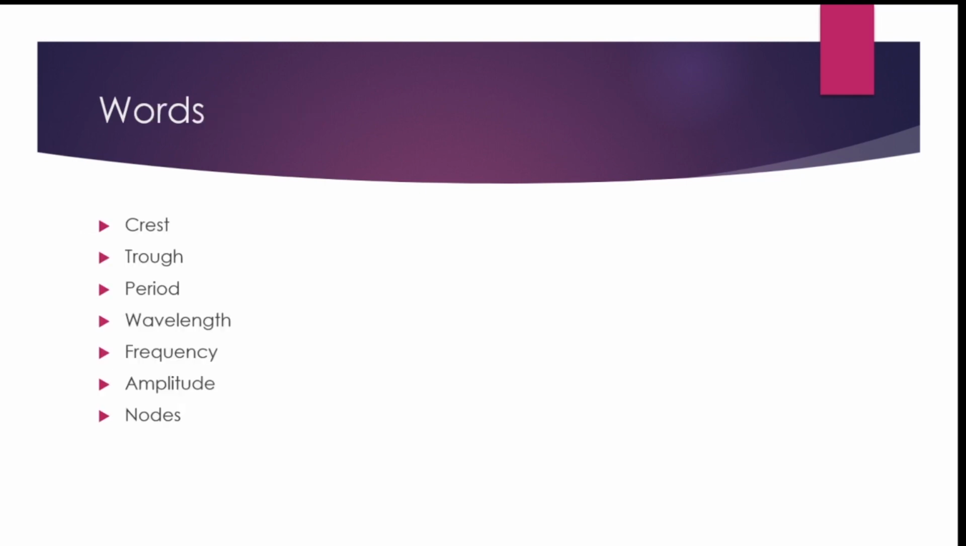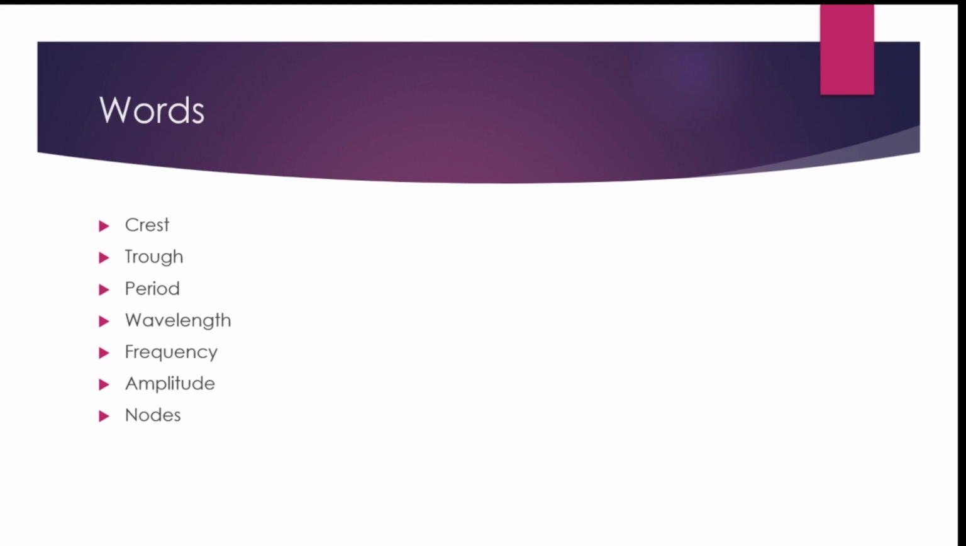So just some general vocabulary for waves. Crests, we talked about that. That's the top of the wave. Trough, that's the bottom of the wave, the low point. We've got the period. We've talked about periods, but we'll talk about it one more time. A period is how long it takes for one wave to pass a point. So it's measured in seconds. It's basically seconds per wave.